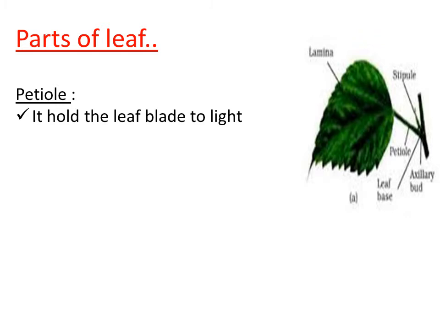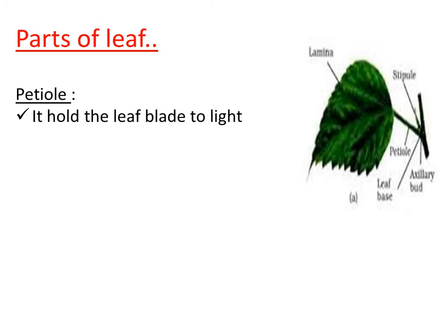What do you mean by leaf blade? Leaf blade is nothing but the broader portion of the leaf. The lamina, the leaf lamina, is also called the leaf blade. So the petiole holds the leaf blade to light. Light is very essential. It is a raw material for photosynthesis. Clear? So in order to get a sufficient amount of sunlight, the lamina needs to be exposed properly to the sunlight. The proper exposure of the lamina to the sunlight takes place because of the petiole, because the petiole holds the leaf blade to light.